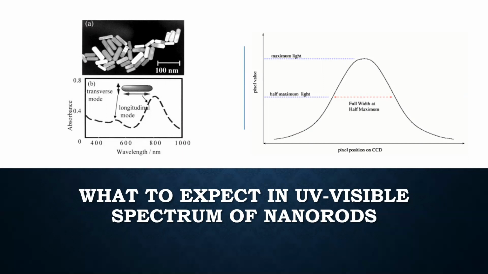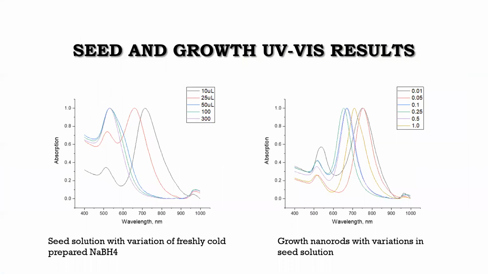Adapting Gaussian distribution theory, the narrower and taller the longitudinal peak is, the more uniform the rods would yield. So the full width at half maximum of the absorption is measured to determine the uniformity. After many trials and errors, these are our results.